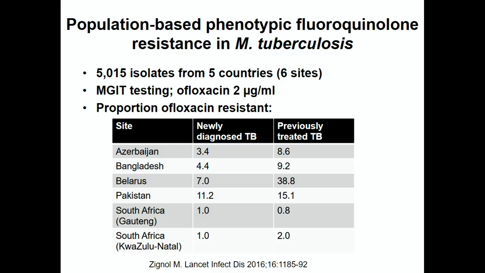Now, these are more recent data that came out just within the last couple of weeks from Mario Zignol, yet another paper, and this was actually a whole genome sequencing study, but for fluoroquinolone susceptibility testing MGIT was used. So 5,015 isolates from 6 sites in 5 countries. Ofloxacin 2 micrograms per ml was the critical concentration. And you can see it varied some, but among newly diagnosed TB, the proportion was highest in Pakistan, 11%, and lowest in South Africa at 1%. Among those who were previously treated, the proportions are higher, 39% in Belarus, and still fairly low in South Africa.